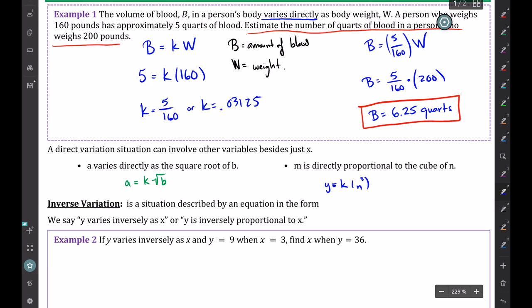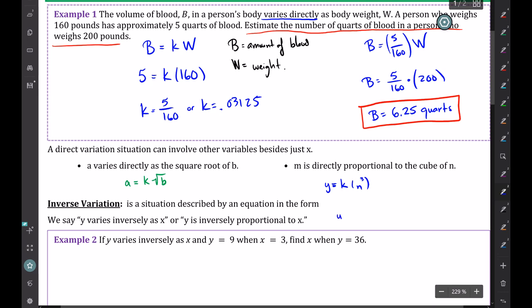Okay. Now, we also can find relationships that are inversely proportional or inversely varying. An example of this is anything of the form y equals k over x. Okay, this is inversely proportional.